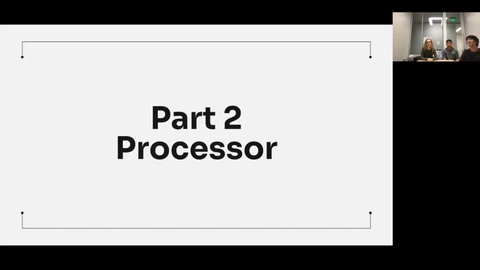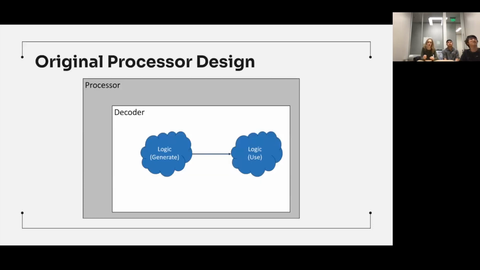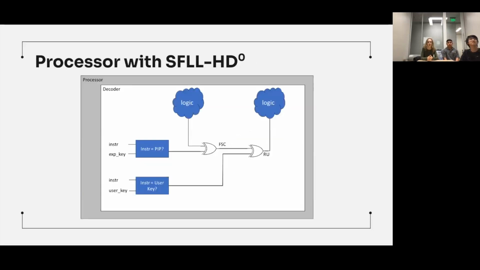So moving on to the implementation for the processor design, we are specifically locking part of the decoder logic within the processor. So this is the original processor design with no locking implementation. In the decoder, we have some generative logic that a variable or function will use throughout the code. However, we'll do the processor with SFLL-HD0 in this case, which will give us a locked version of whatever variable that we're going to use.